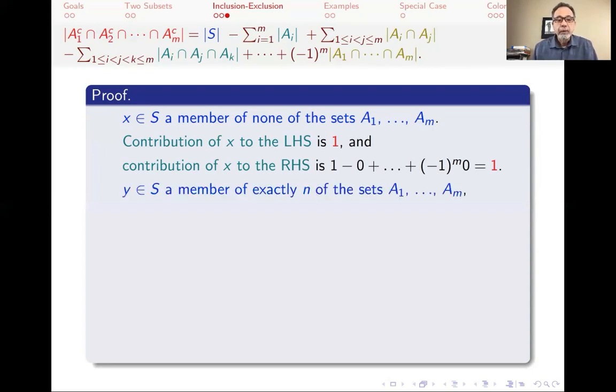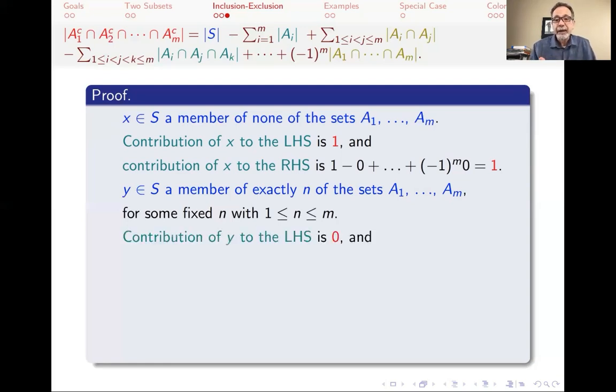And so we're happy. But what if Y is a member of some of the A's? And let's say it's a member of n of these sets. So Y is an element of n subsets, and n is some number between 1 and M. What will its contribution be to the left-hand side? It will be 0, because we won't be counting it, because it's in some of the A's. But what about the right-hand side? We have to be a little bit careful.